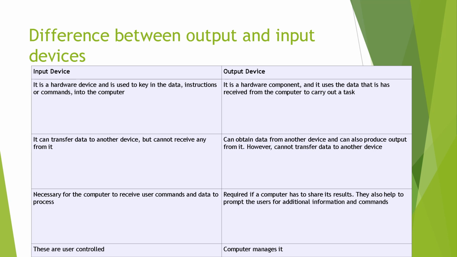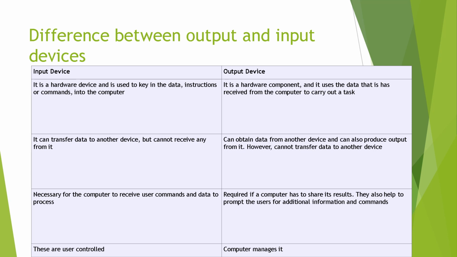We have differences between output and input devices. An input device is a hardware device used to key in data, instructions or commands into the computer. While an output device is a hardware component that uses the data it has received from the computer to carry out a task.